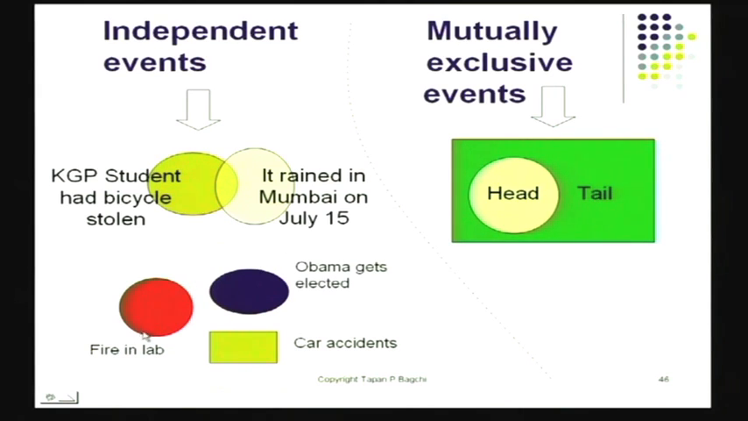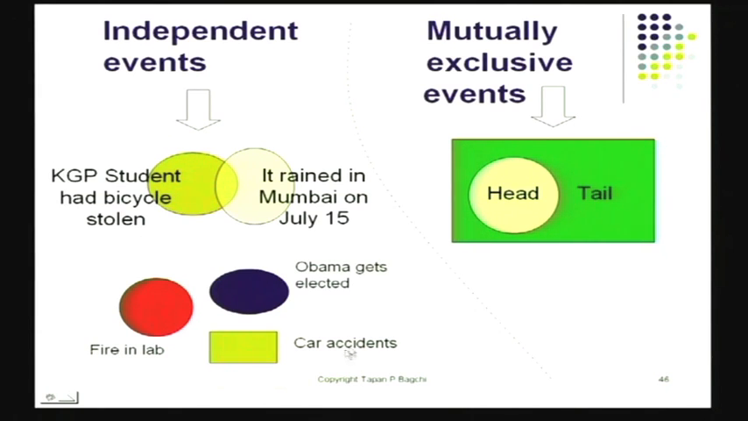And look at this side. I've got fire in the lab. In the chemistry lab, there was a fire. And Obama got elected a couple of hundred days back. Obama got elected in the US. Probably these have nothing to do with each other. They are probably independent of each other. And there was a car accident at the gate. At the Puran gate of IIT Kharagpur, there was a car accident. Again, this has nothing to do with Obama, nor did it have anything to do with the lab accident. These are examples of independent events. So I see here independent events thrown together.